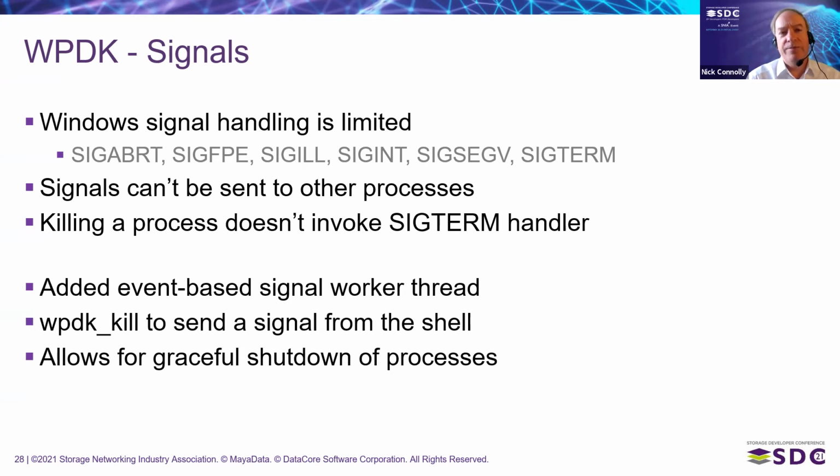WPDK adds an event-based signal handling thread to receive signals and a WPDK kill executable to send them from the shell. This also allows for the graceful shutdown of processes when a termination is sent.